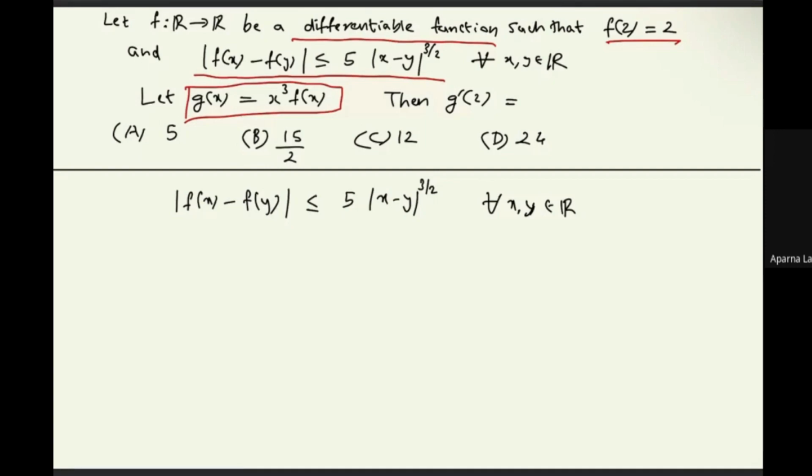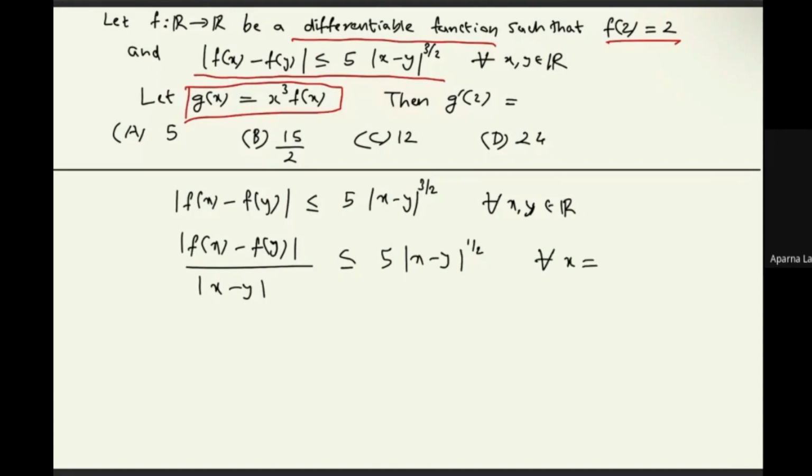Because we want the derivative, right? So we do that for a reason, otherwise we don't do that. We know that the derivative comes as a limit of these quotients, so that is why you divide by x minus y. This holds for all x not equal to y, since for x equal to y it doesn't make sense. So for all x not equal to y, x, y in R, you have this inequality.